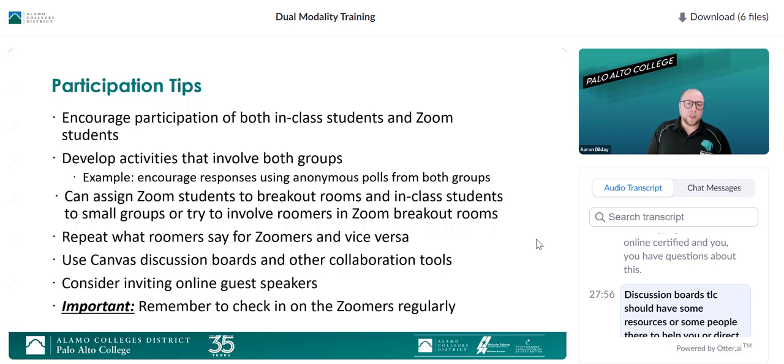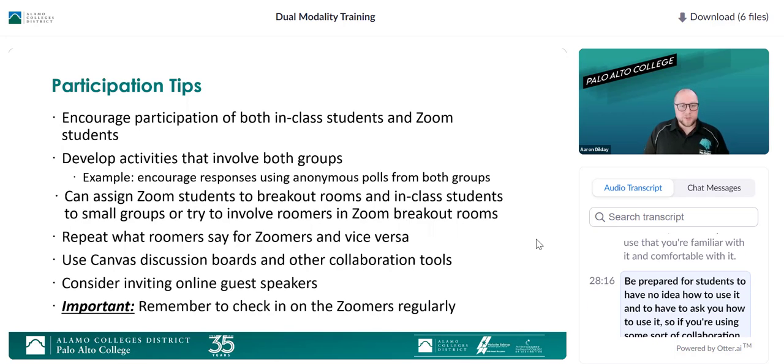There are other tools as well. You can come up with different types of group projects using technology. Just make sure whatever you use that you're familiar with it and comfortable with it. Be prepared for students to have no idea how to use it and to have to ask you how to use it. So if you're using some sort of collaboration tool, say Flipgrid, I know that's pretty popular. I don't personally use it, but I know a lot of people do.